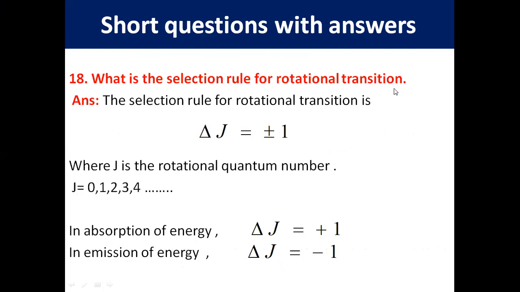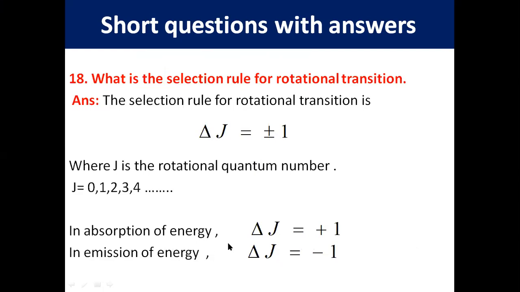Question number 18. What is the selection rule for rotational transition? The selection rule for rotational transition is delta J equal to plus or minus 1. Delta J can be plus 1 or delta J can be minus 1, where J is the rotational quantum number and whose values may be 0, 1, 2, 3, 4 like this.